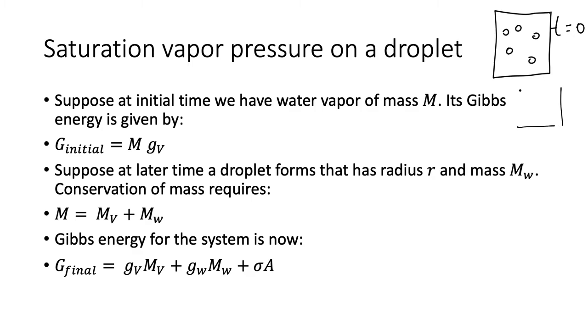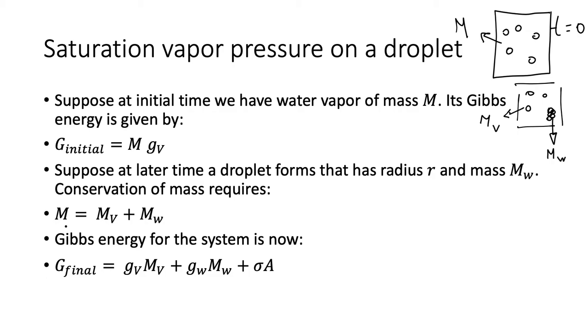At a later time t, some molecules have stuck together and formed liquid water particles. Some are still in vapor form. So there is a mass mw of liquid water, and mv is still in the vapor. Remember, originally this was m. And so by mass conservation, m has to be equal to mv plus mw. So far, nothing too complicated.